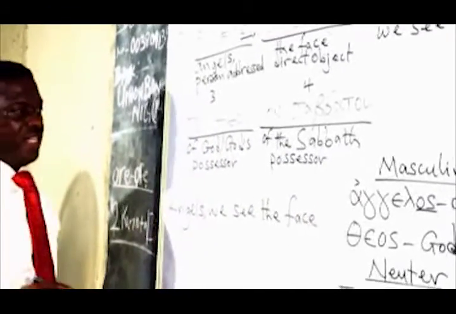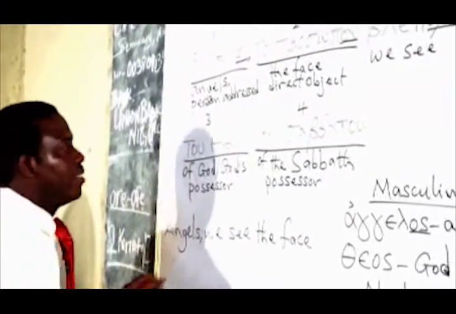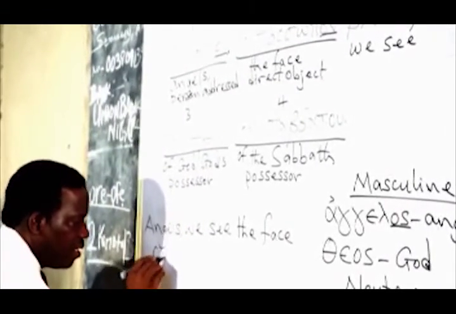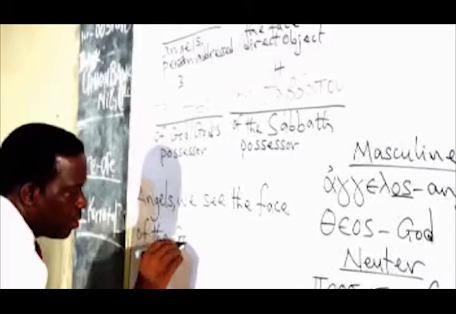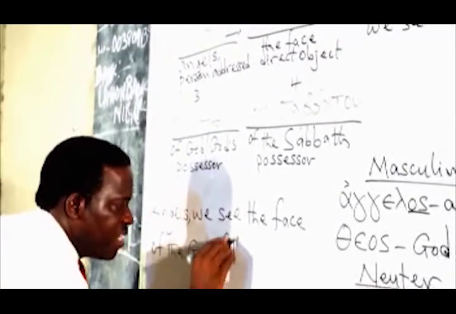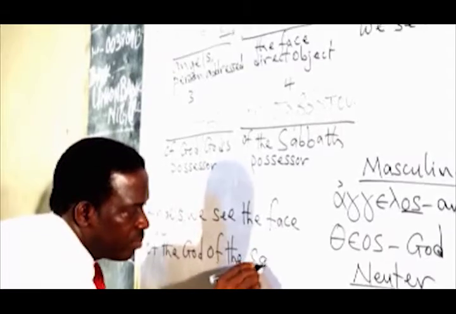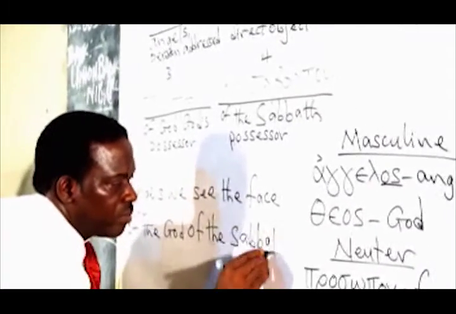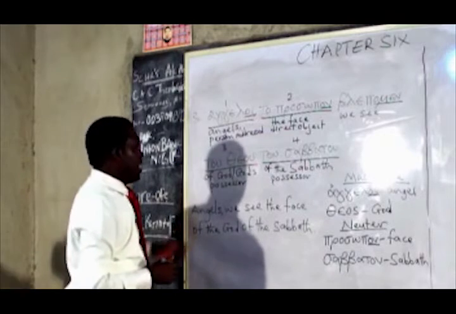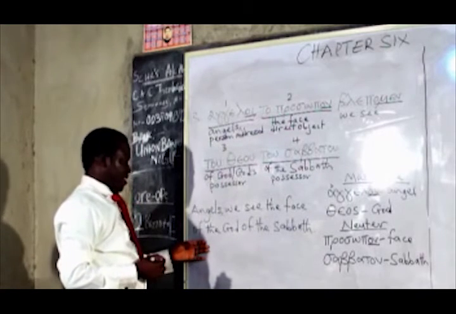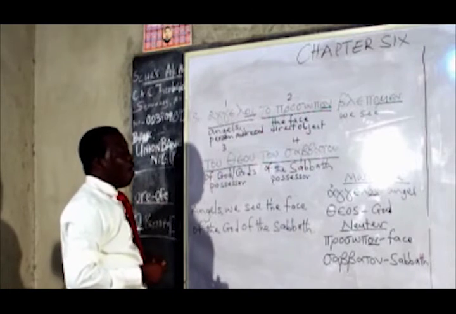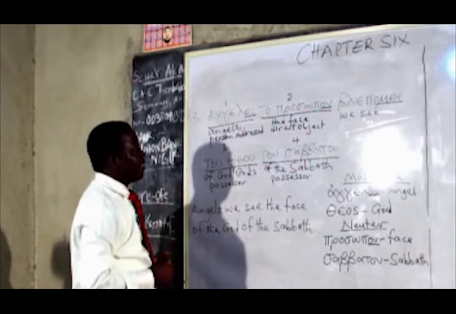Angels, we see the face of what? Of the God of the Sabbath. So the Greek sentence means in English, angels, we see the face of the God of the Sabbath.